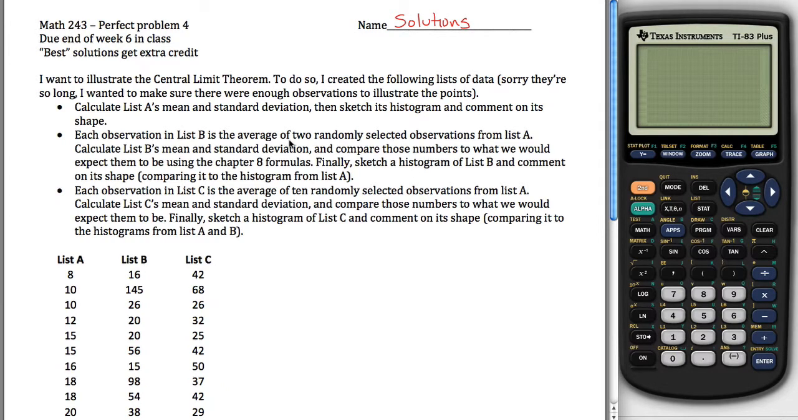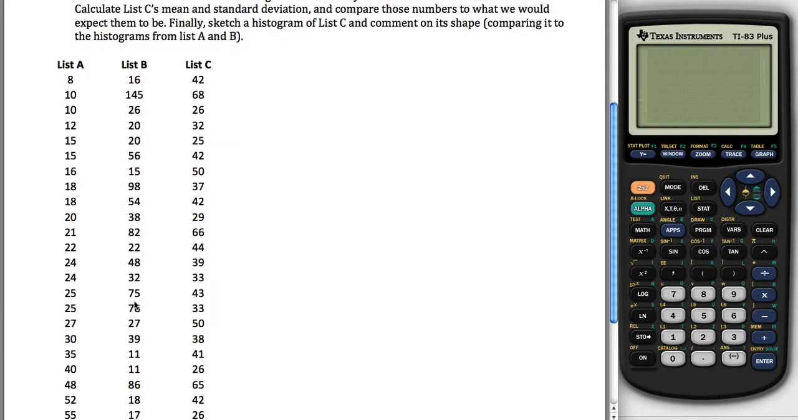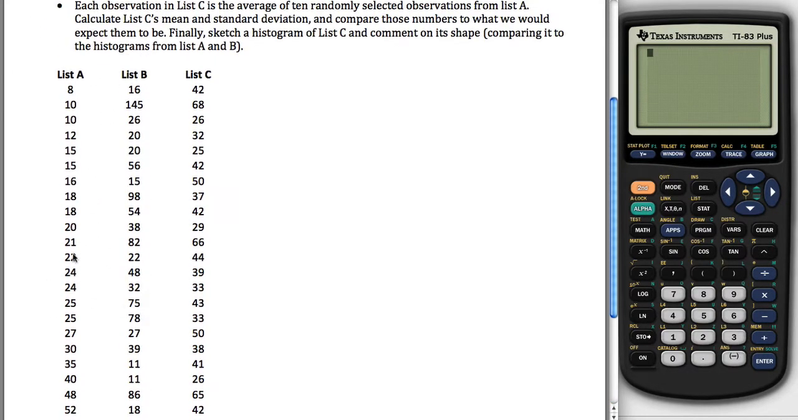Alright, what I got here are solutions to perfect problem 4 for Math 243. The basic idea here is we are trying to illustrate the central limit theorem. So I created these lists of data. List A is just some data. It'll turn out that this is right skewed, is what we'll end up seeing here.